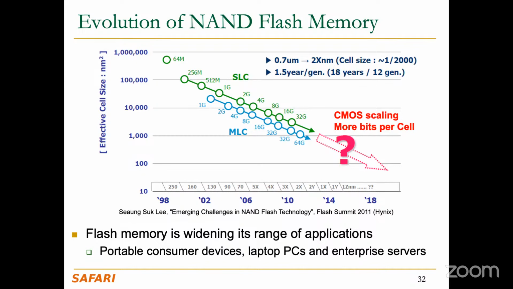But the thing is that flash memory is widening its range of applications. You can think of all the things we are using these days, like portable consumer devices: laptops, PCs, smartphones. It's very hard to imagine how we could use a smartphone without flash memory. Imagine using a hard disk drive in your smartphone. It's not going to work, because with all the movement that we have with our smartphones, for sure the HDD is going to break, is going to fail.